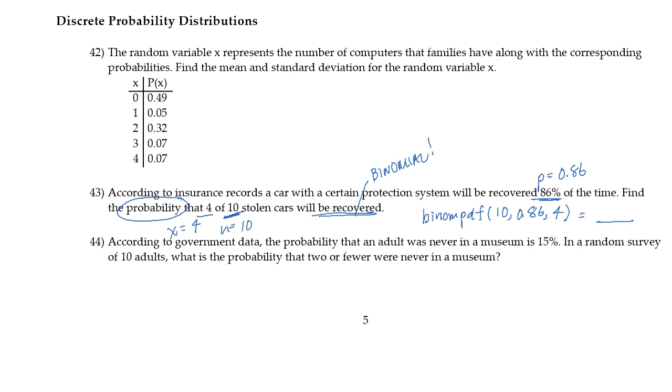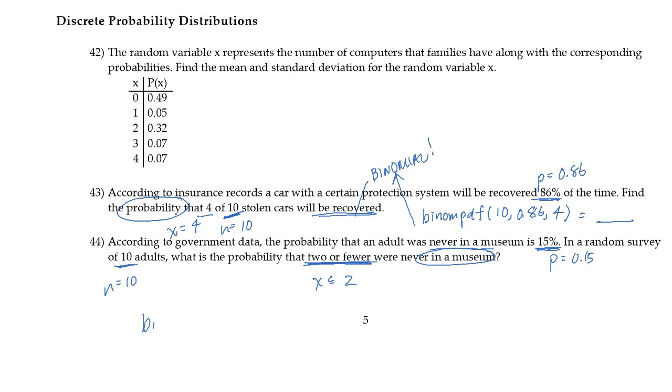The next question, 44, also binomial. The probability that an adult was never in a museum is 15%, so that's a fixed probability. In a random survey of 10, so again, sample size is 10, what's the probability that 2 or fewer were never in a museum? 2 or fewer. So x can be less than or equal to 2. Now you either go in the museum or you don't, right? So if you've been in it, you've been in it. If you haven't been in it, you haven't.